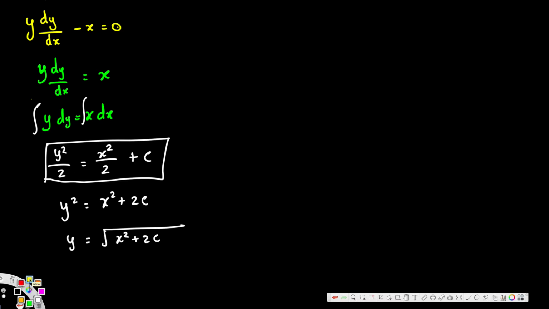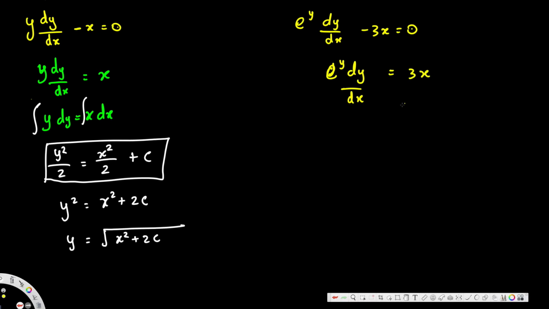And now let's try one more. Let's say we have this one, e to the power y dy by dx minus 3x is equal to 0. Here we have to see whether we can separate the y terms and x terms on each side. Here dy is in the numerator, so we keep the y terms on this side, so this is going to be just e to the power y dy. If I move this negative 3x to the other side, that's going to be positive 3x, and we will have 3x dx on the other side.